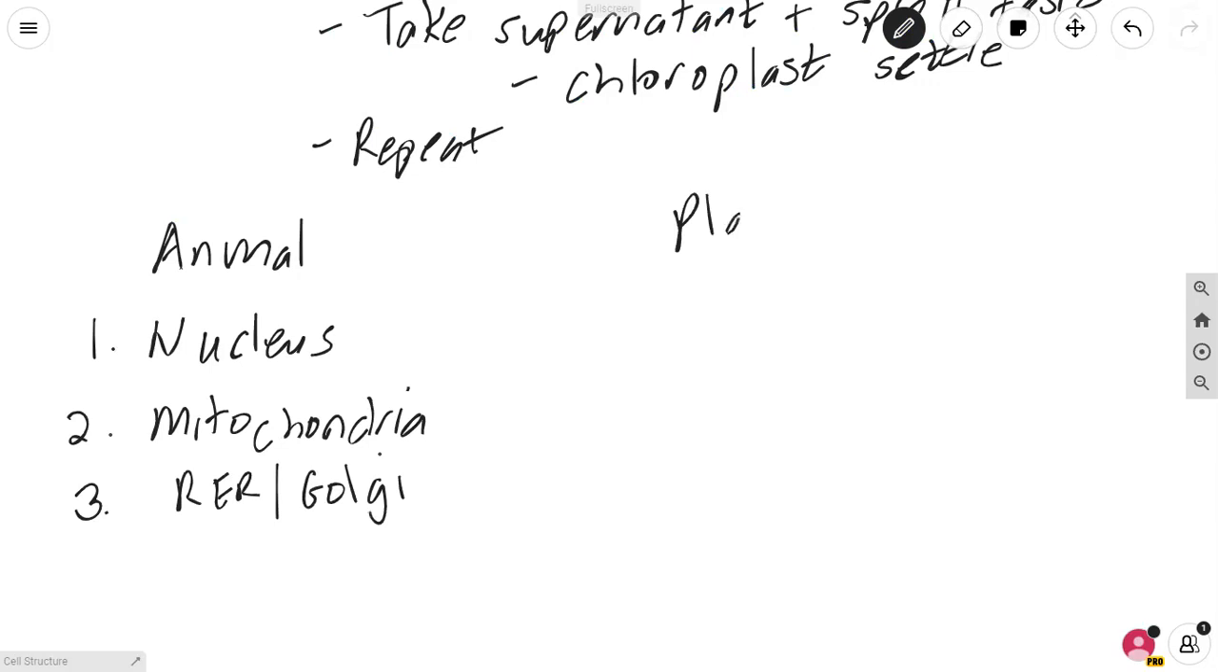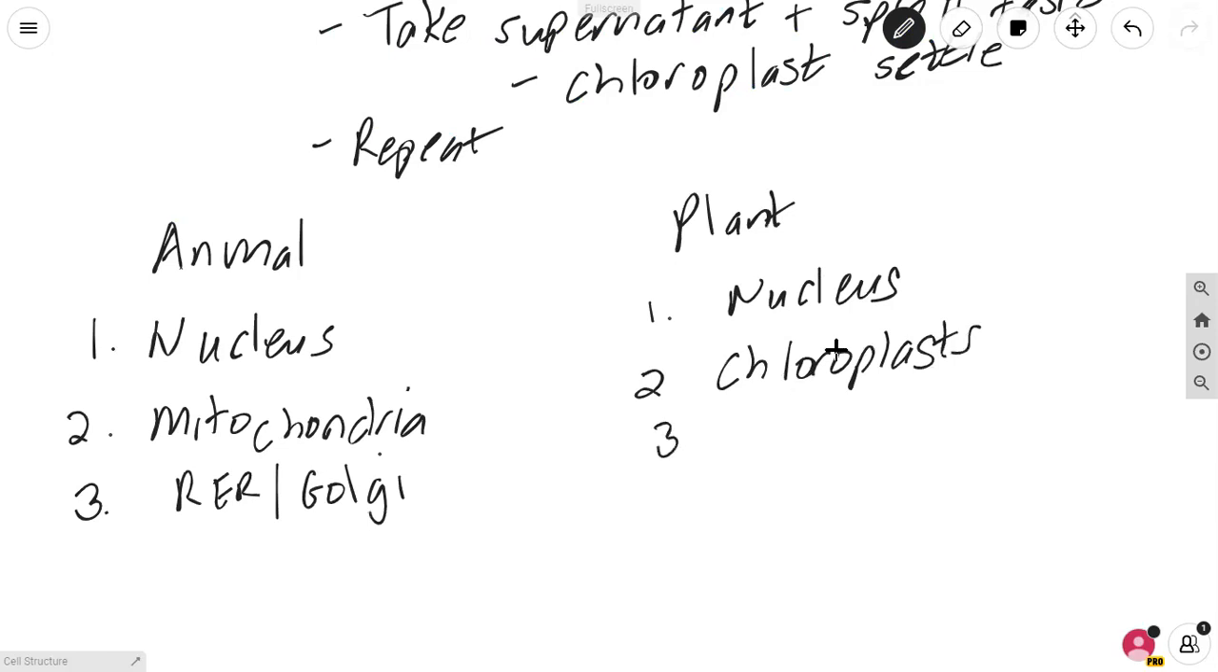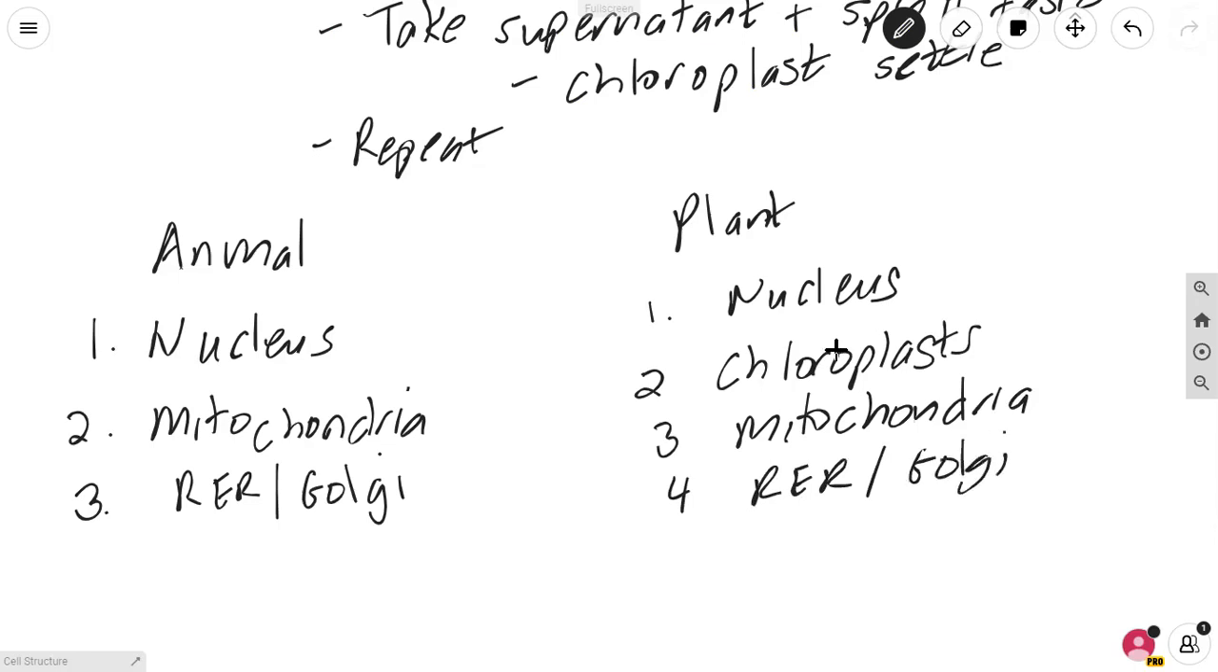If you do it with a plant, first you'll get the nucleus, then you'll get the chloroplasts, then you'll get the mitochondria, and then you'll get the RER, Golgi, etc. And that's the end of something that allows us to take those organelles and do some experiments with them specifically.